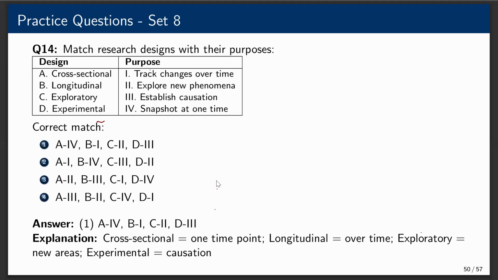D is experimental. Experimental means to establish causation. We will study the causal effect. Yes, excellent. Very good participation.